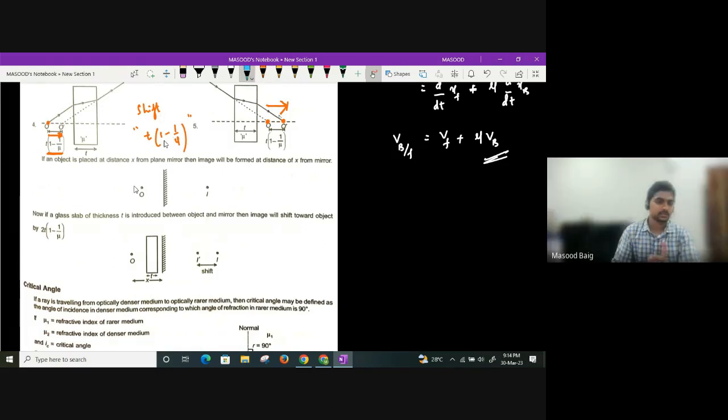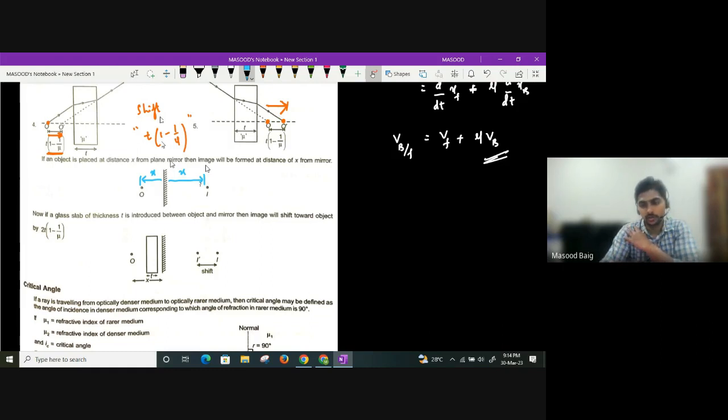The third important point that you need to remember in a glass slab is this: we have studied that for a plane mirror, object distance should be equal to image distance. Yes or no? So let us take a plane mirror. If I say this distance is x, this distance will also be how much, beta? X only. Yes or no?